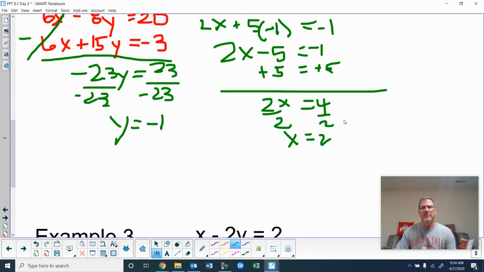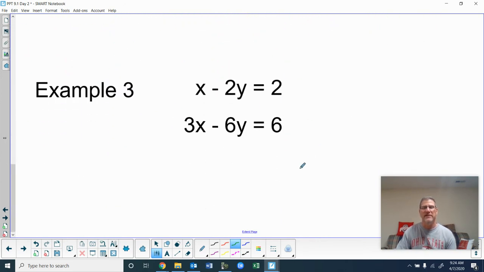All right, one more example. Hopefully this is making sense to you. All right, so this one, I got nothing in front of the x, or a 1. We just usually don't write it. And a 3 in the bottom. And I have a negative 2 and a negative 6.